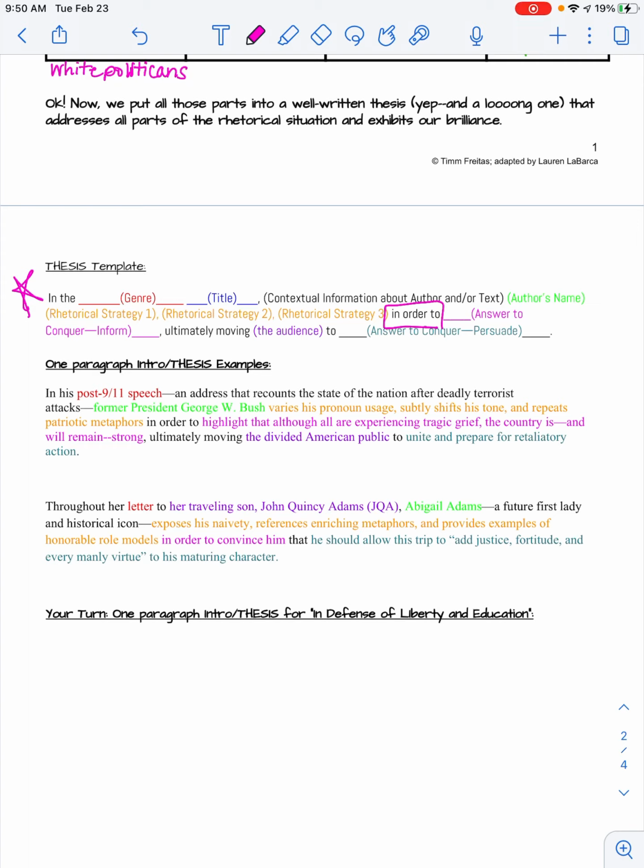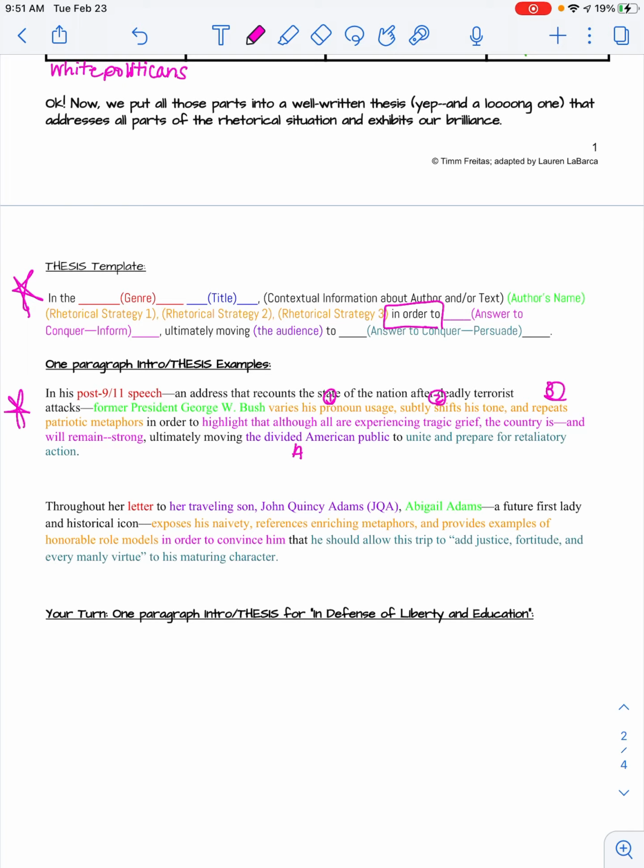So if we go back and I give you some examples again, one from George W. Bush's post 9/11 speech. So I want you to look at this. I color-coded this for you. In his post 9/11 speech, an address that recounts the state of the nation after deadly terrorist attacks, former President George W. Bush varies his pronoun usage, subtly shifts his tone, and repeats patriotic metaphors in order to, here's my inform, highlight that although all are experiencing tragic grief, the country is and will remain strong, comma, ultimately moving the divided American public, there's my audience, to unite and prepare for retaliatory action.